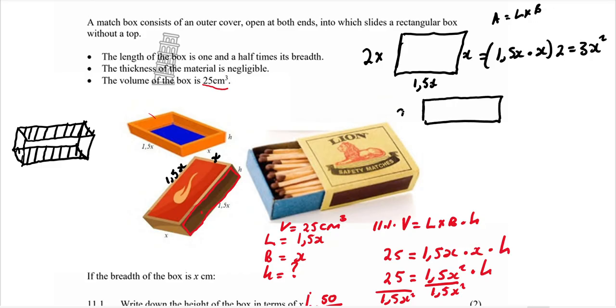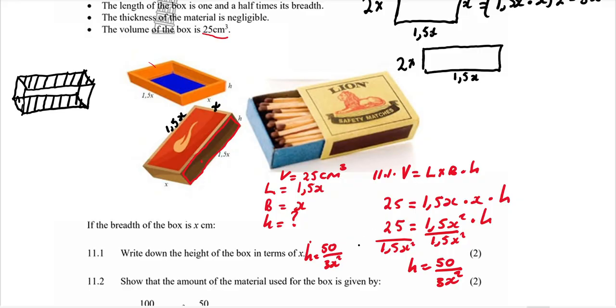Do you get me? We're going to say 2 times because we have this other side and the other side. So here it is 1,5x, and here is our height. What's our height? We have calculated our height. Let's go and check our height. Our height is 50 divided by 3x squared. Here we have 50 all over 3x squared.